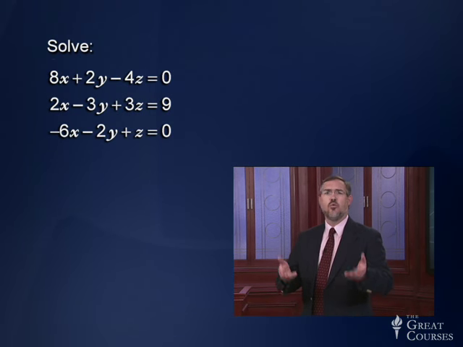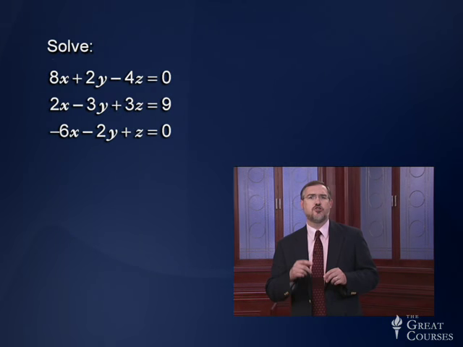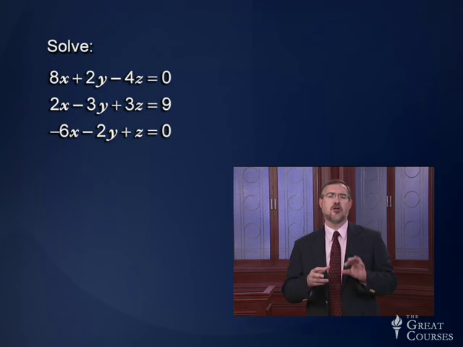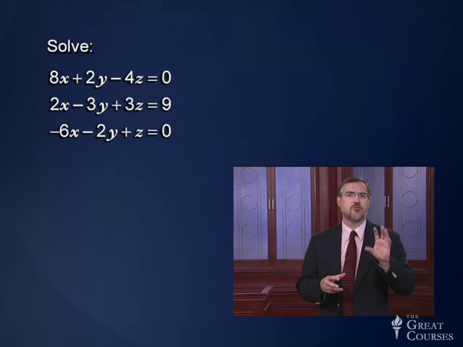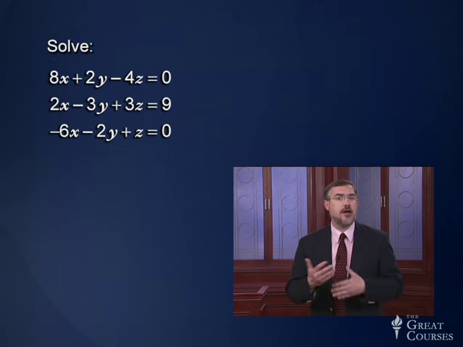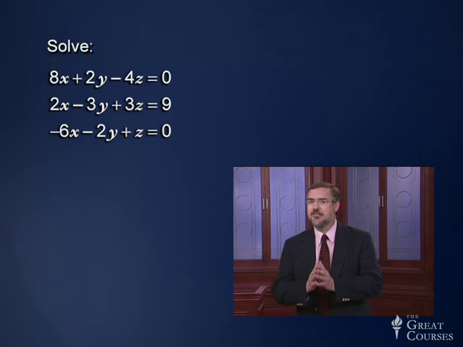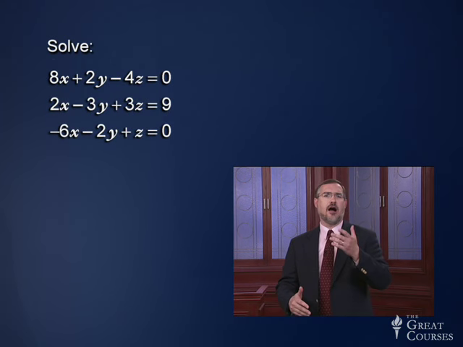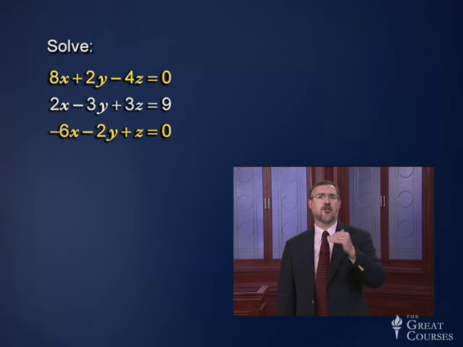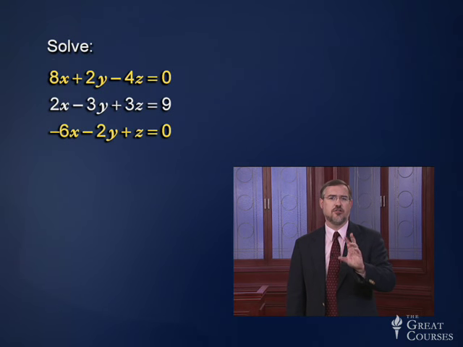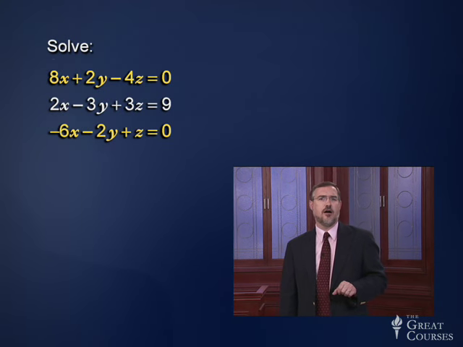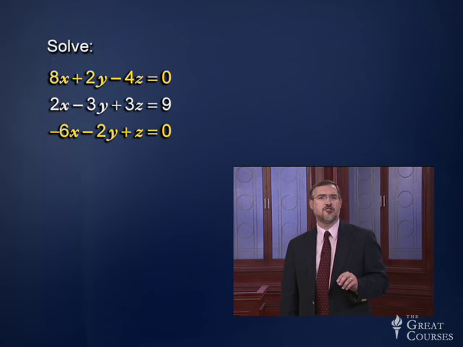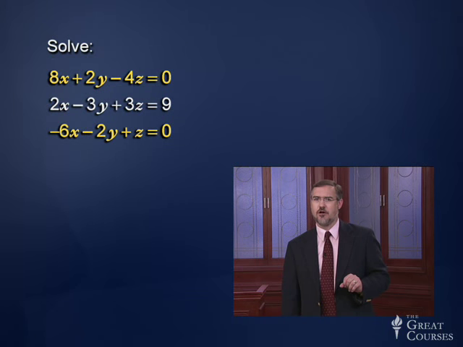Let's check. We need to pick a variable which we can eliminate using two different pairs of equations from the original system of three equations. It doesn't matter which pairs you choose, and it doesn't matter which variable you choose to eliminate first. I'm going to start by picking the first and the third equations in the system, and those were 8x plus 2y minus 4z equals 0 and negative 6x minus 2y plus z equals 0.